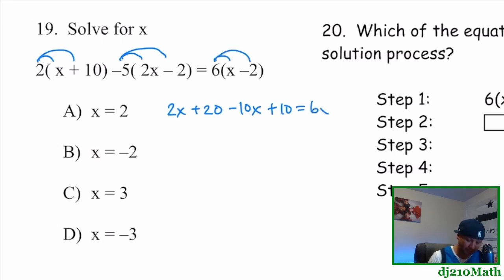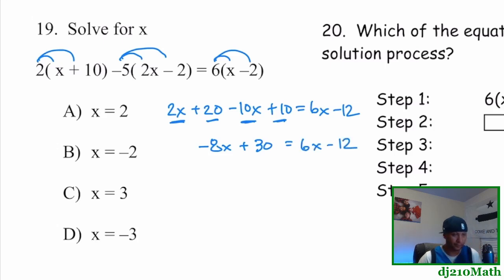6 times x is 6x. 6 times -2 is -12. Okay, on the left-hand side, we can combine the things that are alike. So 2 minus 10 is -8x. 20 plus 10, plus 30, is equal to 6x minus 12. All right, putting all the x's to one side. So now, think about this for a minute. I always said to move the smaller one.